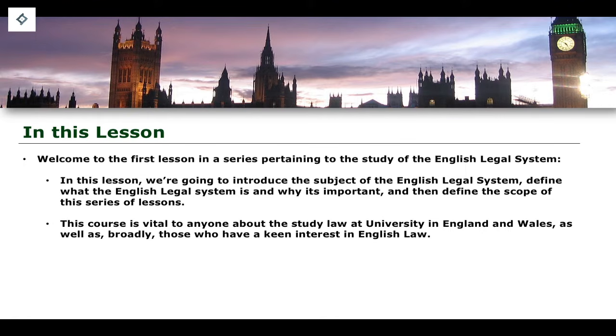So what does the role of the judiciary entail? What does the role of Parliament entail? All of these things are going to be vital for your study of other areas of law. So if you're going to then go and study contracts, if you're going to then study the criminal law, you're going to have a better understanding of how all of these things fit together after you have gone through and looked at these lessons on the English legal system.